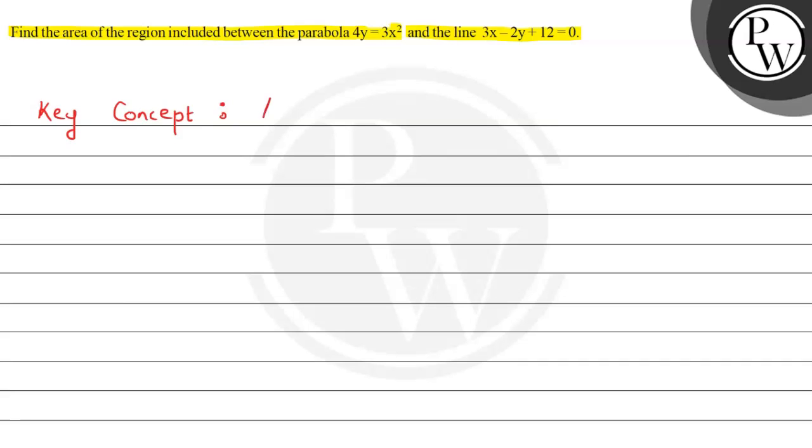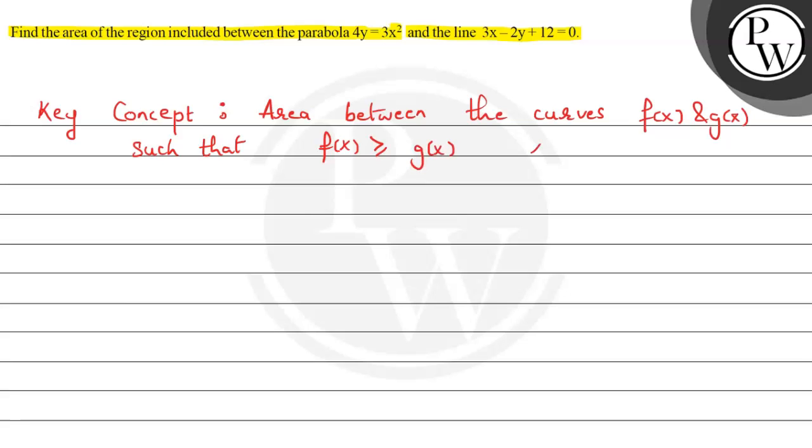So इस problem का key concept is area between the curves. Say f(x) and g(x) such that f(x) is greater than or equal to g(x) over the interval of x, that being a to b, and area over this interval is A equals integral a to b of f(x) minus g(x) whole times differential dx. अब इस concept के help से we will solve the given question.